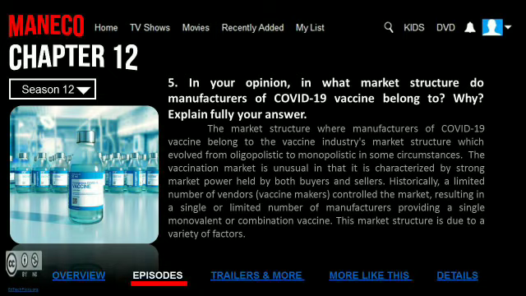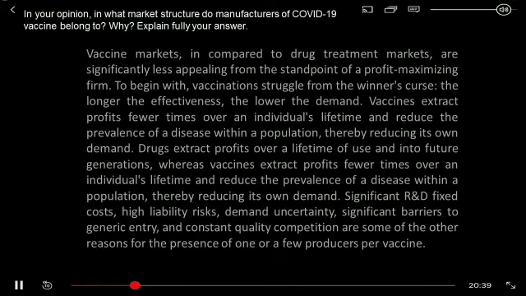The vaccination market is unusual in that it is characterized by a strong market power held by both buyers and sellers. So historically, a limited number of vendors or sellers, vaccine makers, control the market, resulting in a single or limited number of manufacturers providing a single monovalent or combination vaccine. So this market structure is due to a variety of factors. Vaccine markets, compared to drug treatment markets, are significantly less appealing from the standpoint of a profit-maximizing firm.